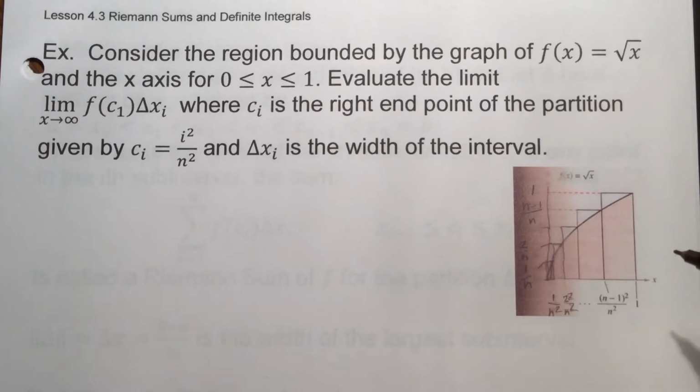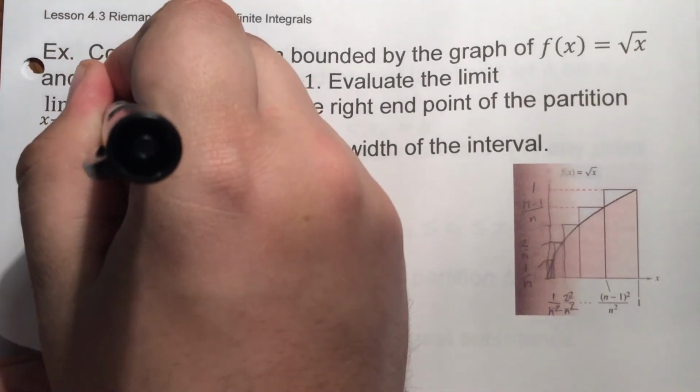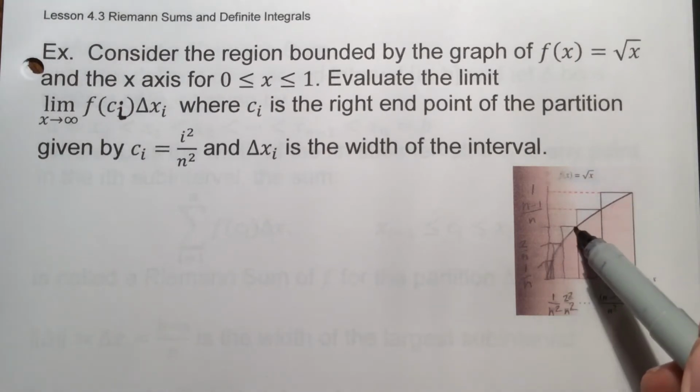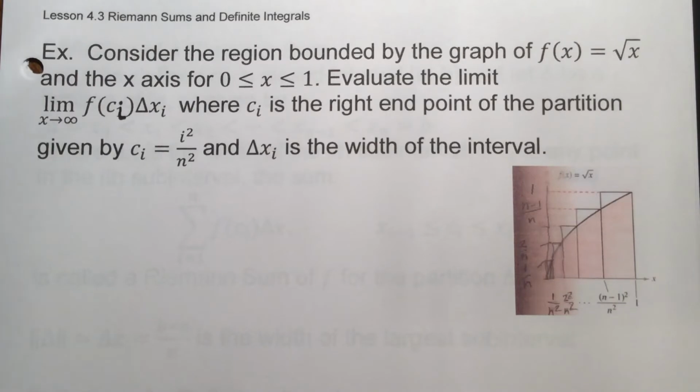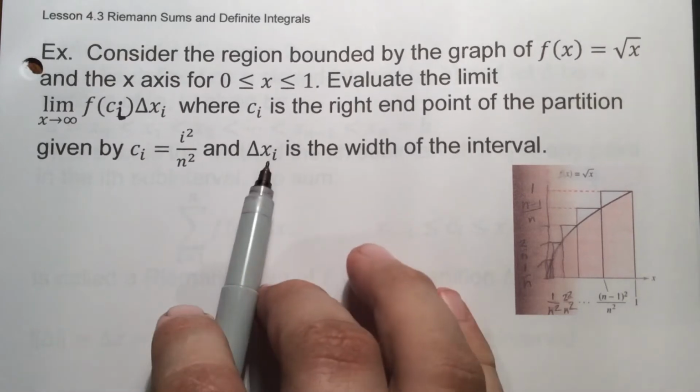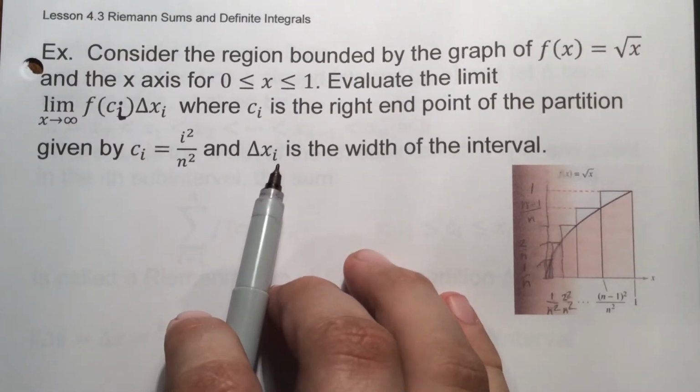So evaluate the limit as n approaches infinity of the sum of f of c sub i, change of x sub i. Here c sub i is the right endpoint of the partition. So the right side, where are we hitting? They're going to give you that. c sub i is going to be i squared over n squared, and change of x sub i is going to be the width of the interval.